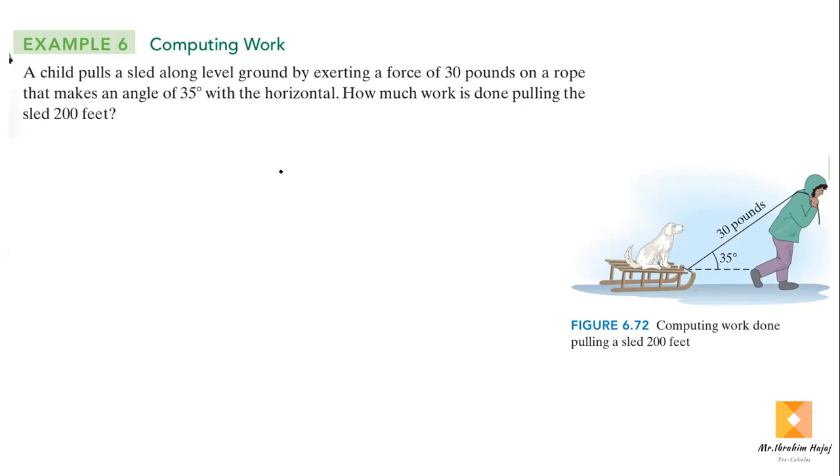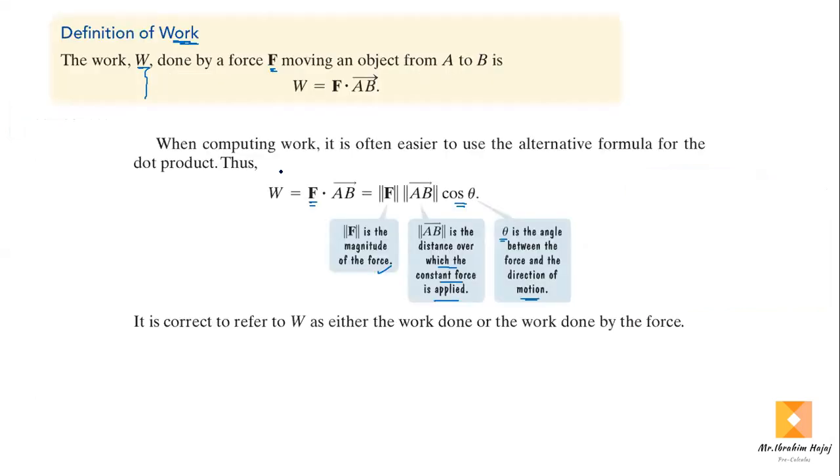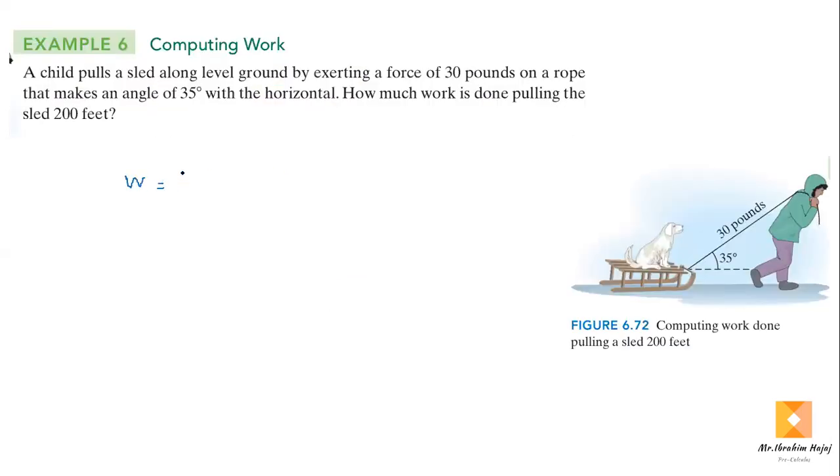Can I see the equation one more time, Mr.? Yes. Let's write it here in the next slide: W equals F times the magnitude of AB, which is the distance, times cosine of the angle theta. So F is 30, and AB is 200, so times 200, times cosine 35.